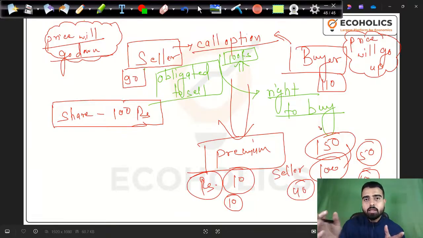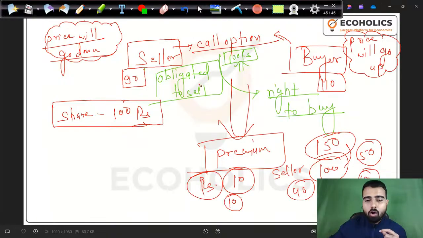Now there is another case. Now the price went down. The apprehension of the seller went right. The price went down to 90. Okay. Now the buyer will think, what should I do now? If I exercise my right, then I have to buy it at rupees 100. In the market, I can buy it for rupees 90 only. So let's do one thing. Let's not exercise my right. Let me buy this share from the market only. Now the seller is in profit.